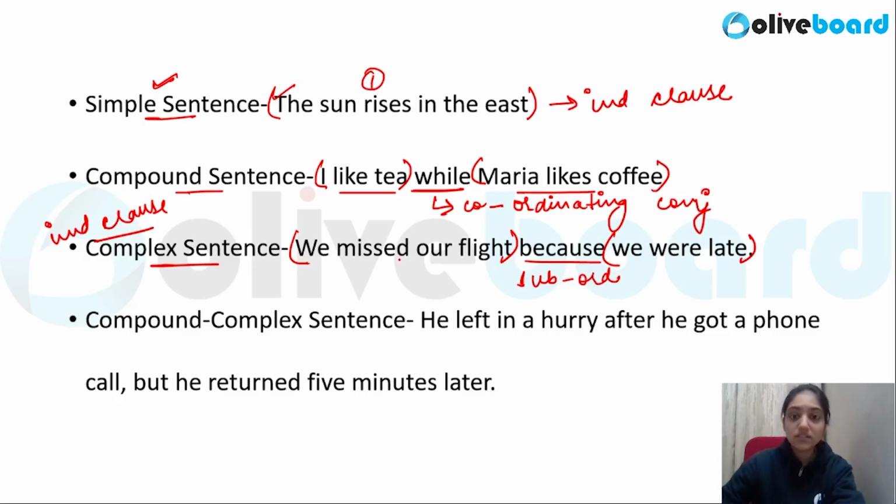Now, what is the difference between independent and dependent clause? This clause here gives us the information or the reason as to why they missed their flight. So the reason is mentioned here.